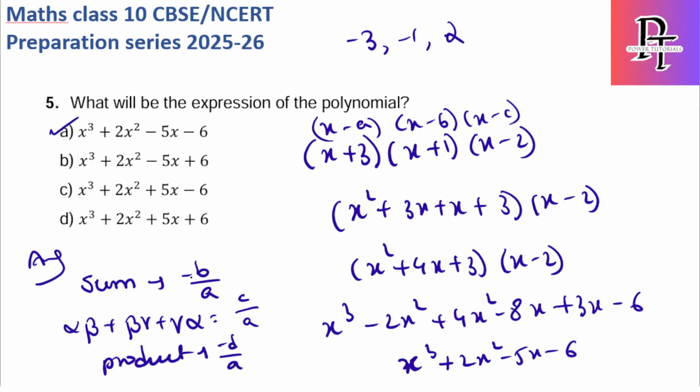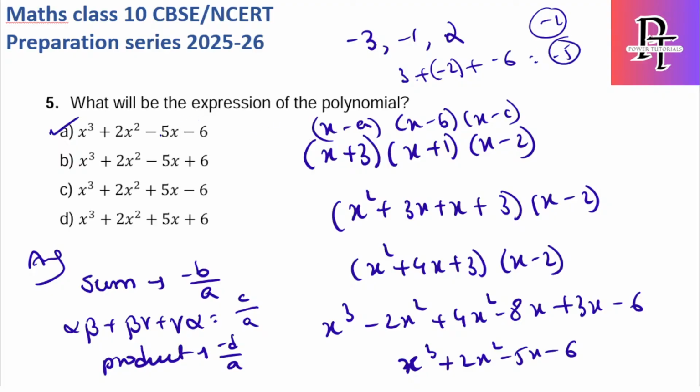Okay, so sum should be minus b by a. What is the sum of all this? Minus 3 minus 1 plus 2 is minus 2. Sum should be minus 2. So we can notice all are minus 2 because minus b by a. Okay, second we'll see alpha beta plus beta gamma plus gamma alpha. I told you it should be c by a. So if I do minus 3 into minus 1 is 3, minus 1 into 2 is minus 2, plus minus 3 into 2 is minus 6. So this becomes 3 minus 8, which is minus 5.